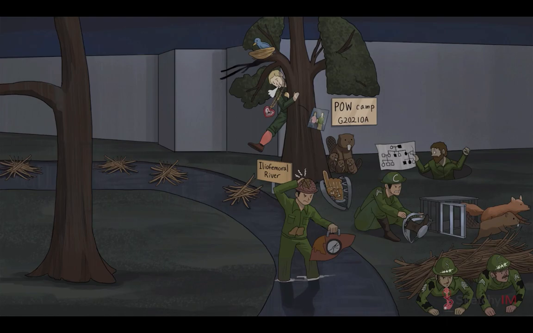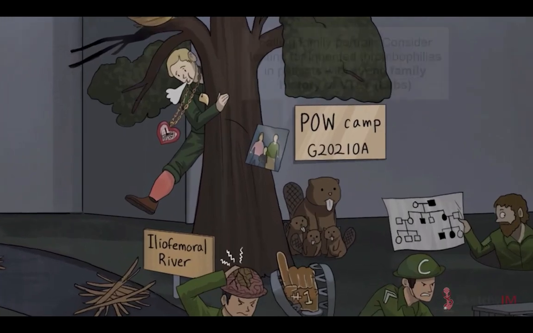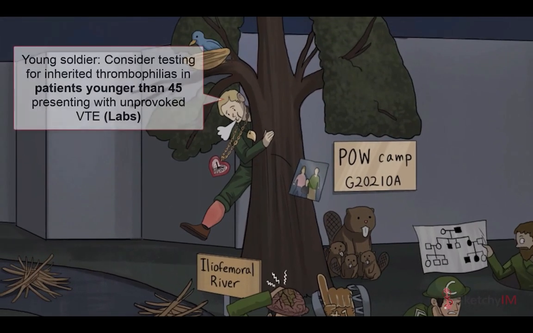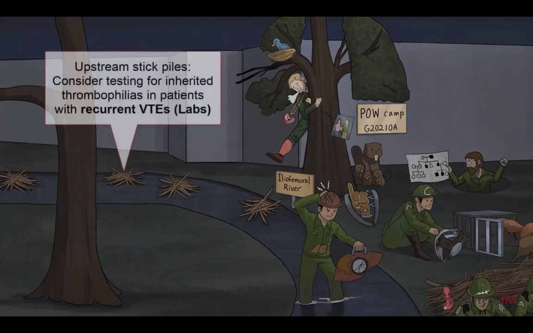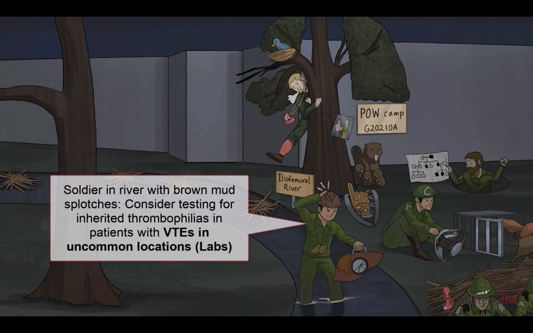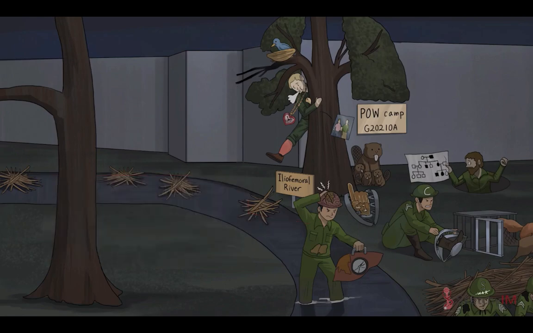Generally speaking, patients presenting with their first DVT don't benefit from testing for hypercoagulable conditions unless they have certain risk factors for inherited thrombophilias, including a strong family history of VTEs, such as a DVT in a first degree family member who's younger than 45, a patient younger than 45 who presents with an unprovoked VTE, patients with recurrent VTEs, and patients presenting with VTEs in uncommon places, like the portal, mesenteric, or cerebral veins.